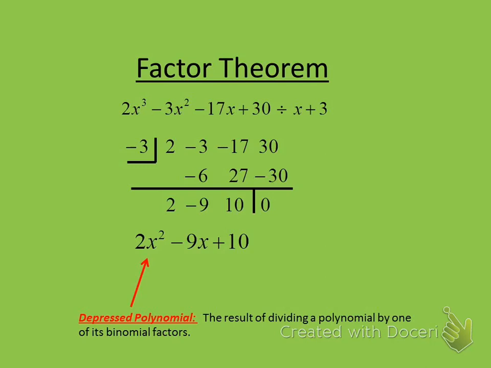Much like a number, if you divide a number by one of its factors, your remainder is 0. If you divide a polynomial by one of its factors, its remainder is going to be 0. So with this type of question, your remainders have to be 0. Any questions on this slide? Everybody good?